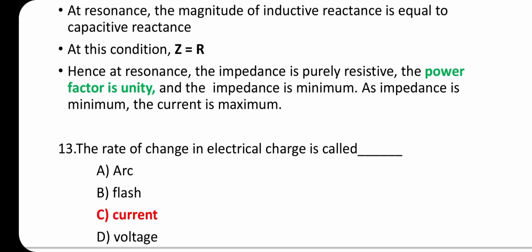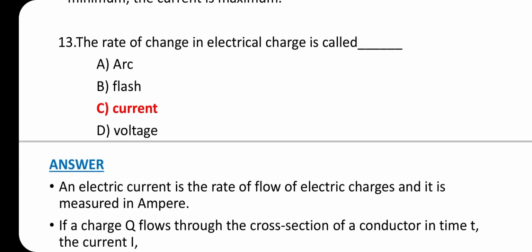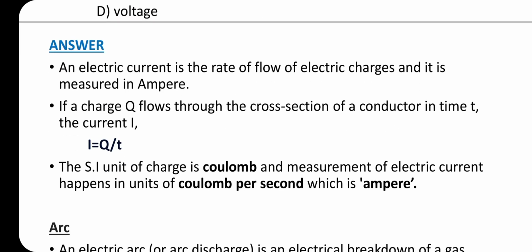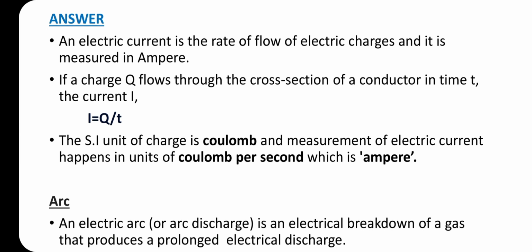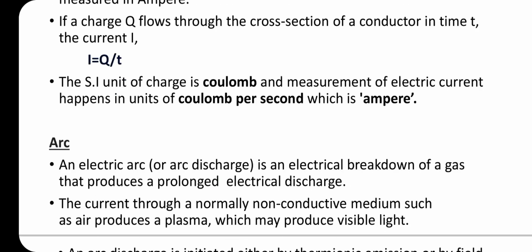The rate of change of electrical charge is called, answer is option C, current. An electric current is the rate of flow of electric charges and it is measured in amperes. If a charge Q flows through the cross section of a conductor in time t, the current I equals Q/t. The SI unit of charge is coulomb and measurement of electric current happens in the unit of coulomb per second, which is ampere.